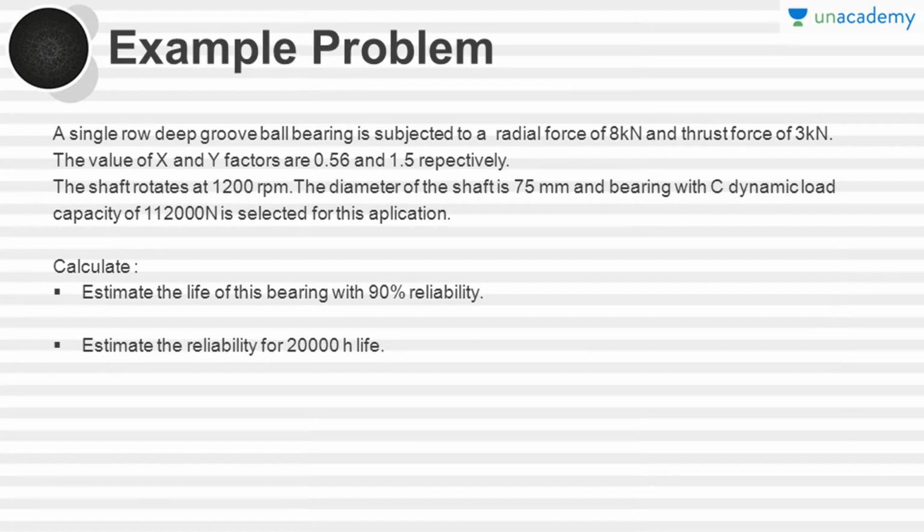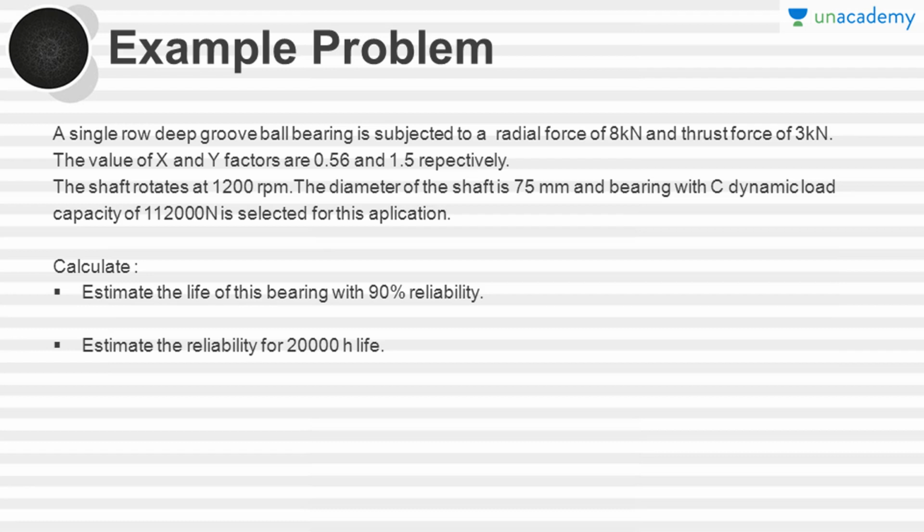Here we have the example problem. A single row deep groove ball bearing is subjected to a radial force of 8 kilonewtons and a thrust force of 3 kilonewtons, right? And the values of X and Y factors are 0.56 and 1.5 respectively. The shaft rotates at 1200 rpm and the diameter of the shaft is 75 millimeters, and the bearing with C, dynamic load capacity of 1,12,000 newtons is selected for this application.